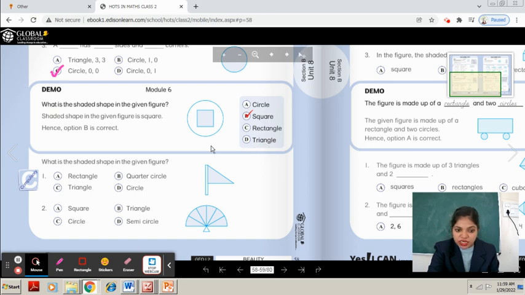So the question is, what is the shaded shape? Which shape is shaded? Square. So you will tick on option B. Okay.